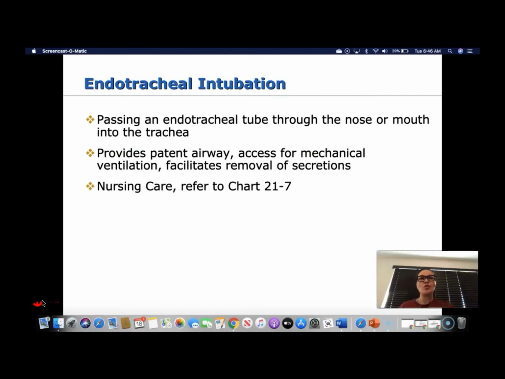And the secretions will build up immensely. So there's going to be a lot of suctioning. So we need to know our role with the patient who is now vented.